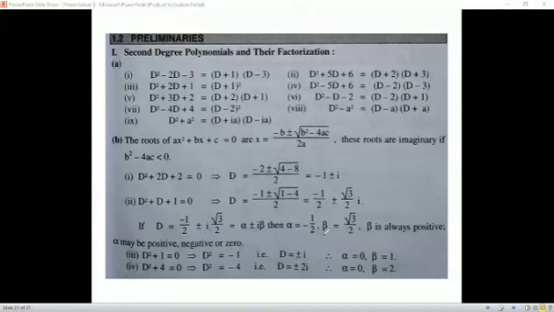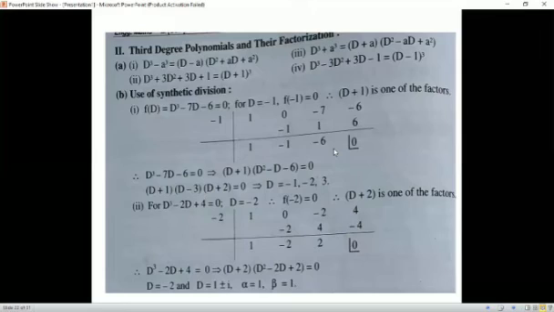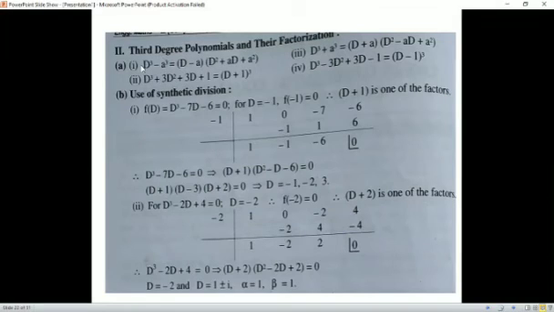Okay, then next is third degree polynomial and their factorization, as I have discussed with you. If it is third degree, the first thing is, if it is standard formula, A cube minus B cube, so we can easily write (A minus B)(A square plus AB plus B square), right?